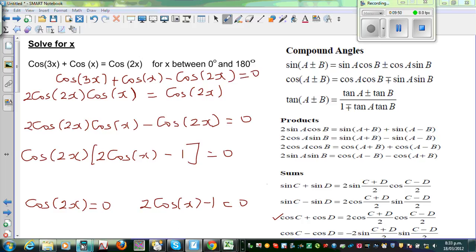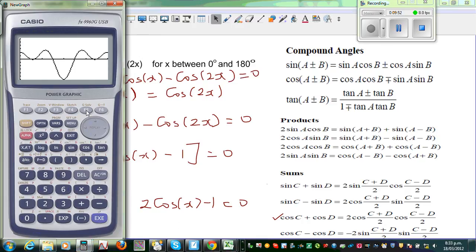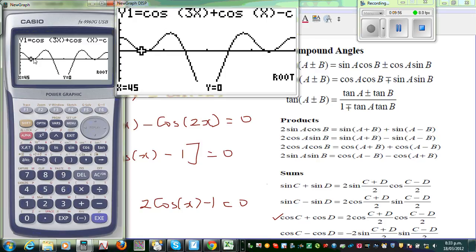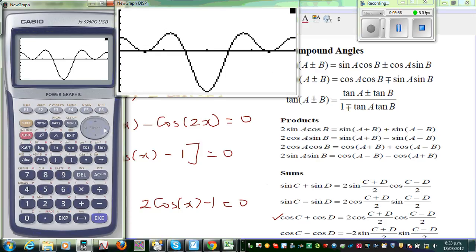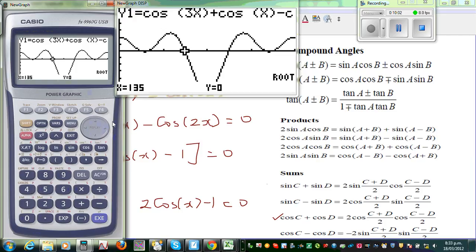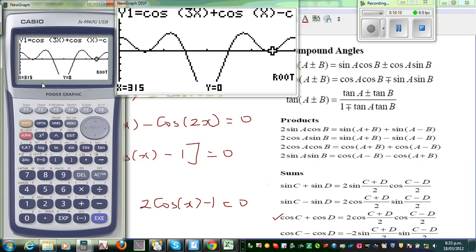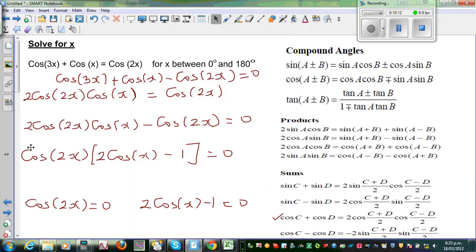Okay, so let me bring back my calculator. You go G-Solve and you find the root. The first is 45, the next is 60, and the next is 135. If you want to go to the next, it is 225 and 300. And up to 360, it is 315 and so on. But we are interested in solutions between 0 to 180.